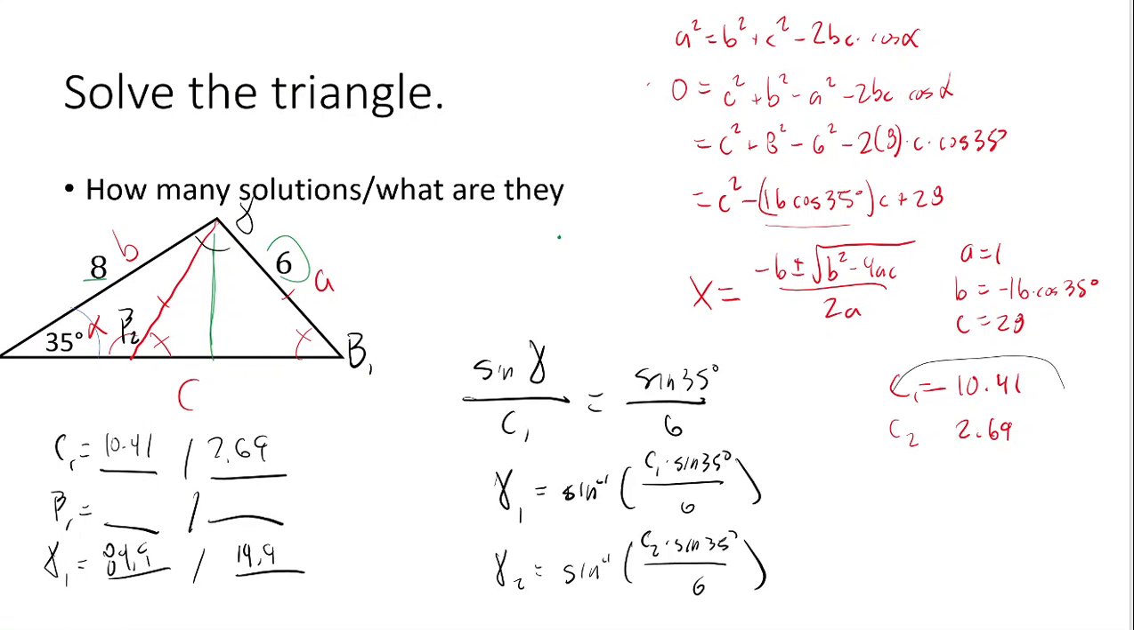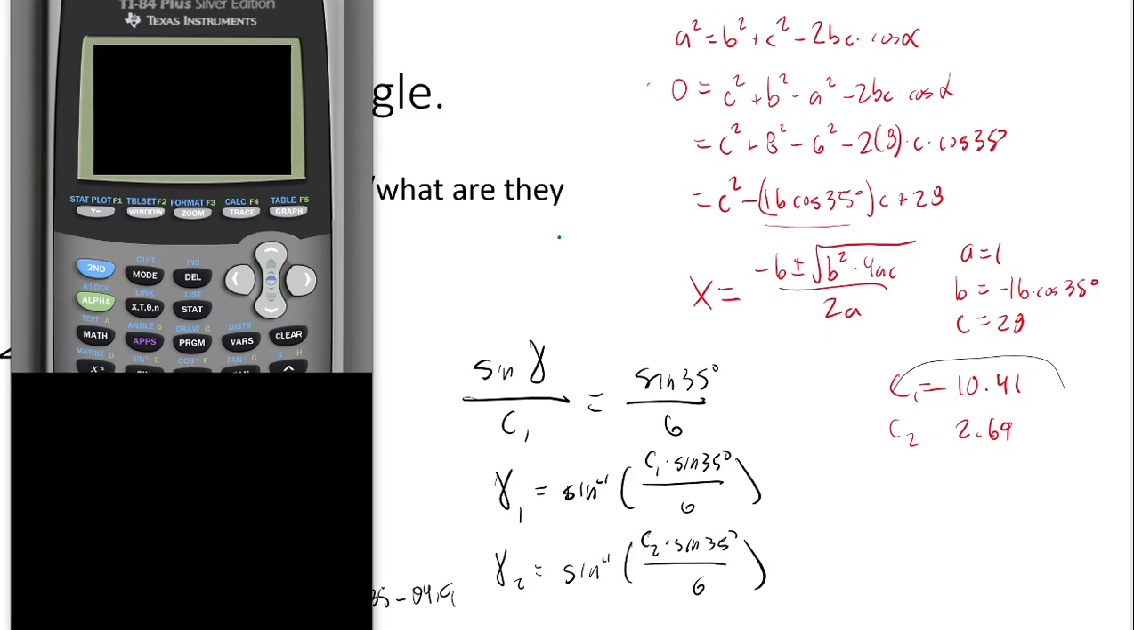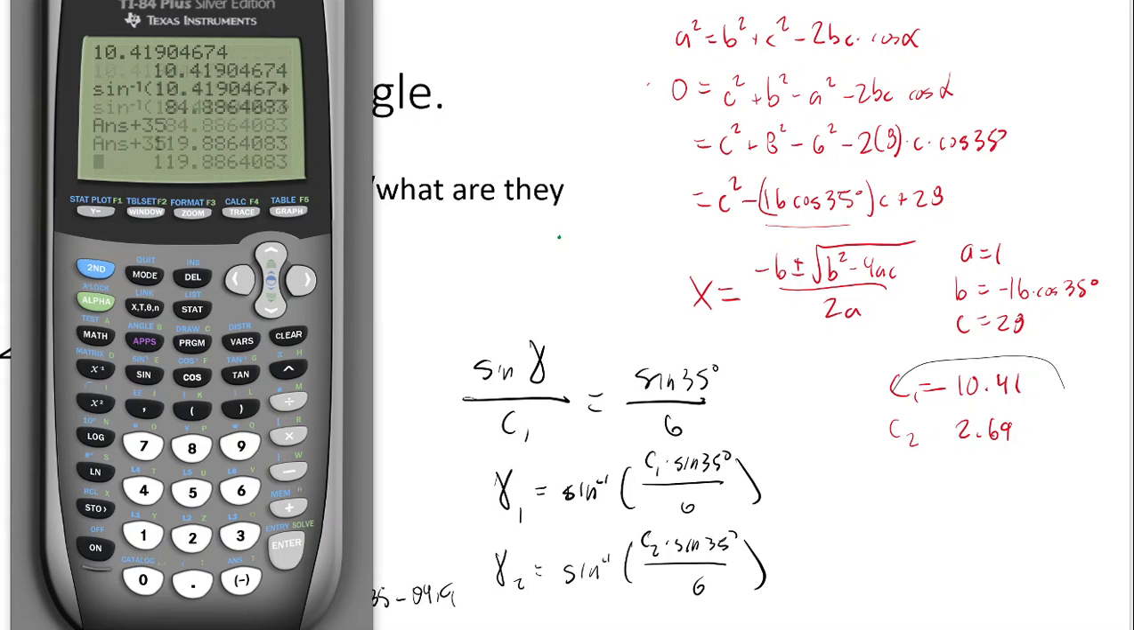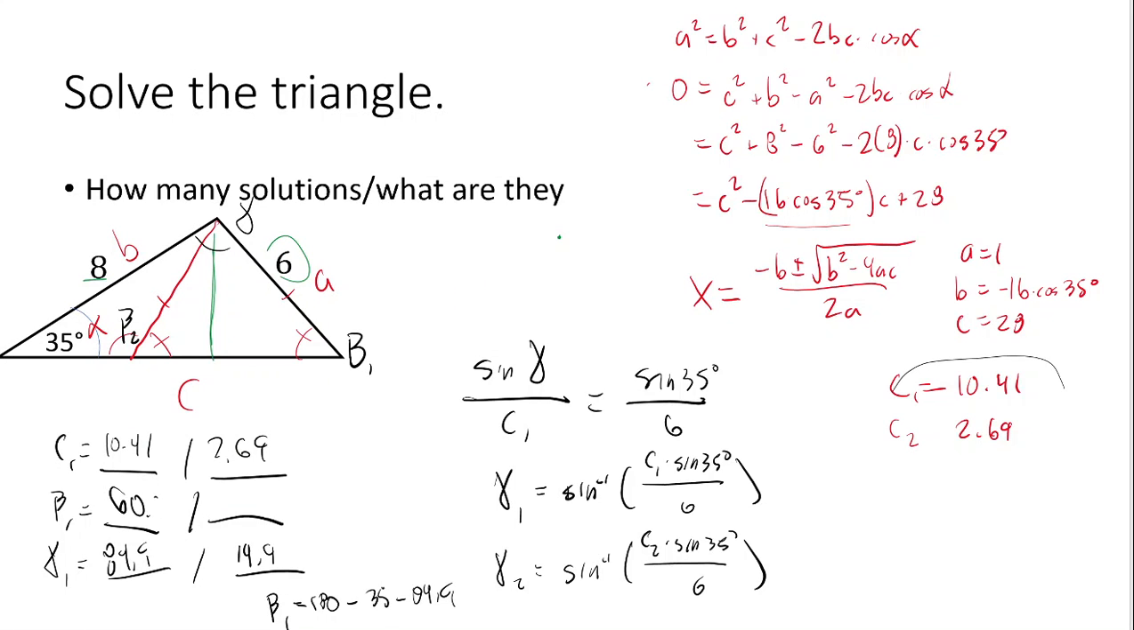Now, what is beta? Well, beta we can get by just doing subtraction, right? Beta 1 would be equal to 180 minus 35 minus 84.9. So add 35 to that, subtract that sum from 180, and we'll get 60.1. These obviously add up, right? 60.1 and 84.9, that'll work out. And these are degrees.